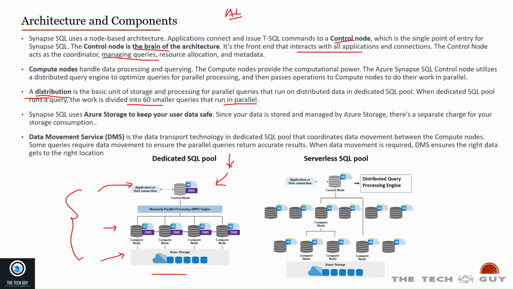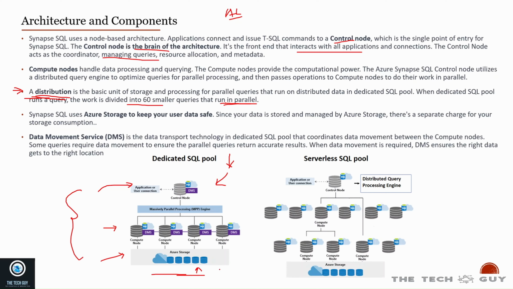So that is where this distribution comes in, and that is how distribution really helps you take advantage of parallel querying in Synapse. And in Synapse, because I told you you'll get data from multiple locations, you'll be ingesting all the data. Data has to be stored somewhere, right? You'll query all the data, you'll process all the data, so the data is stored in Azure storage.